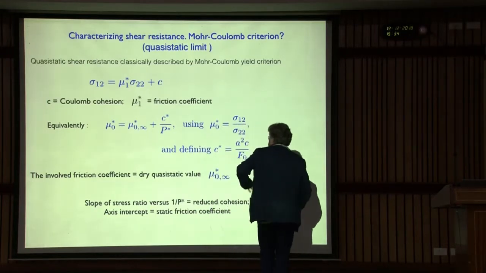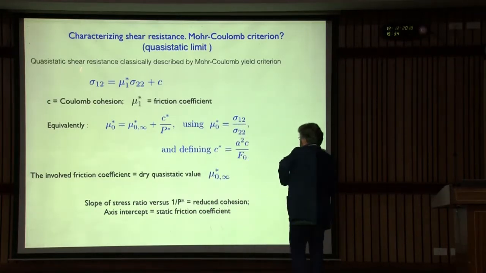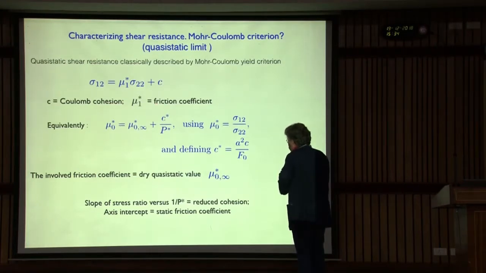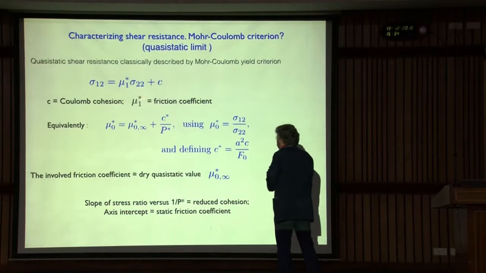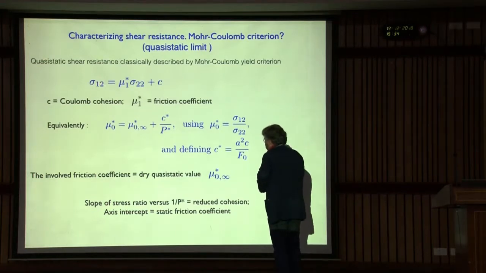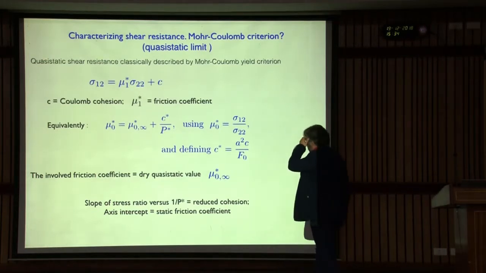So the static limit. This is the Mohr-Coulomb relation. So this is the macroscopic friction coefficient, and this is the Coulomb cohesion, the cohesion of a material is this parameter here. But of course, this relation has to be valid for a cohesion to be identified.